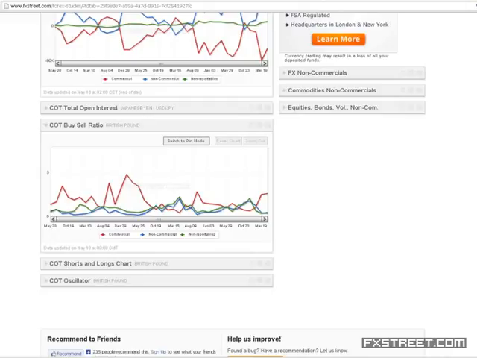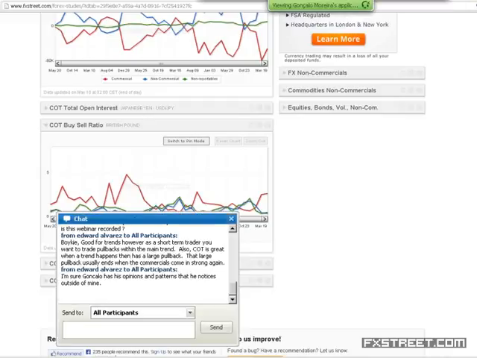Good for trends. However, as a short-term trader, you want to trade pullbacks within the main trend. CoT is great when the trend happens and then has a large pullback. That large pullback usually ends when the commercials come in strong again. Absolutely.